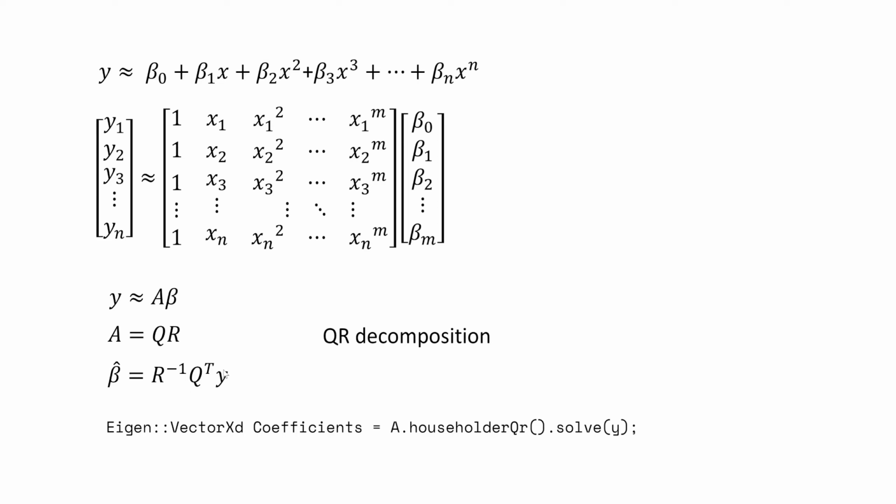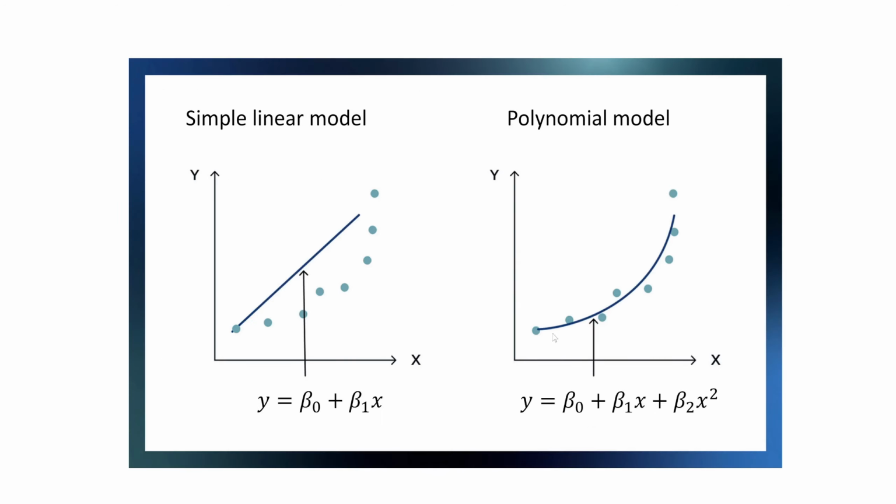You don't need to care about this equation, because when we use the Eigen library, we can solve this using only one line of code: A.householderQr().solve(y). And we get this result as coefficients. After we get these coefficients, we can represent this curve by the equation. And we use this curve to predict the future position of the vehicle.